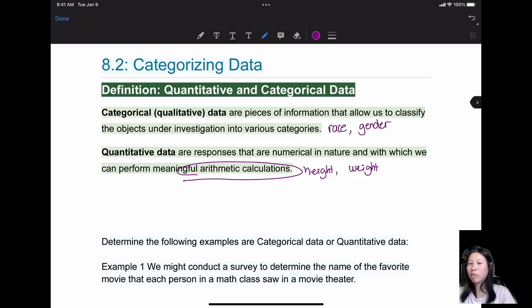Also, sometimes you see something that looks like a number, but it is actually categorical data, such as a phone number. Because it doesn't make any sense to get the average of your phone number or the sum of your phone number, right? So a phone number or zip code, these are considered categorical data.